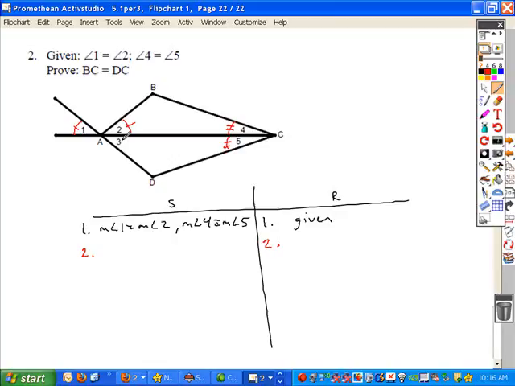Leah? Angles 1 and 3 are equal. Okay, so you have angles 1 and 3 set equal to each other because they're vertical angles. So vertical angles are equal. Now if we know that angles 3 and 1 are equal, angles 2 and 1 are equal, what does that tell us about angles 2 and 3?